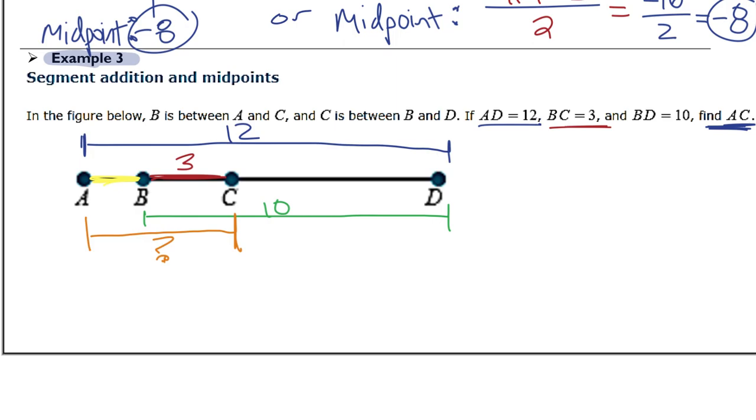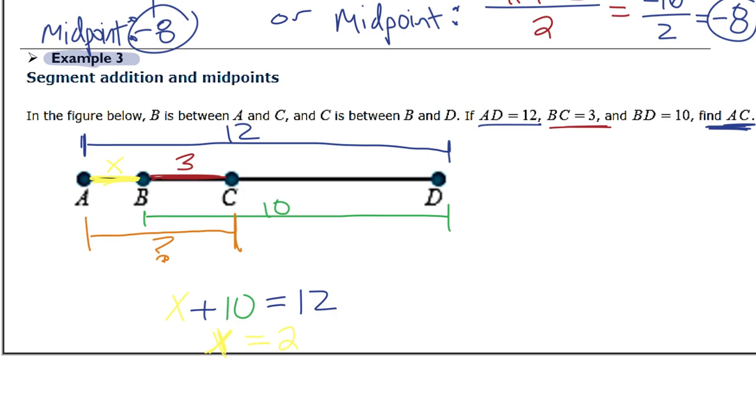So if we put an X here, we can just say X plus that 10 will equal 12. So again, this length here plus the rest of it is all equal to 12. So X plus 10 is 12, or in this case, X ends up being equal to just 2. 2 plus 10 is 12.